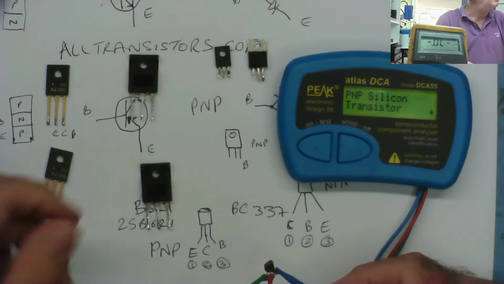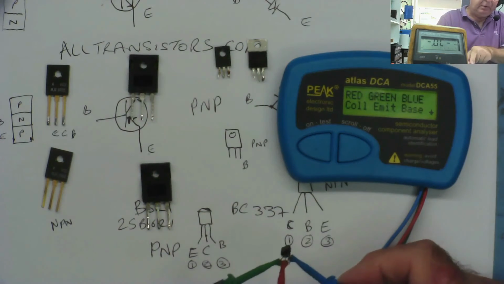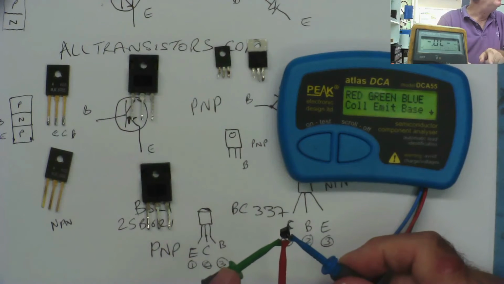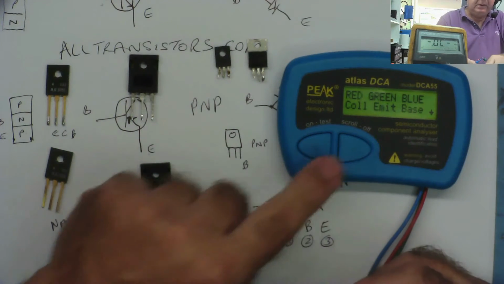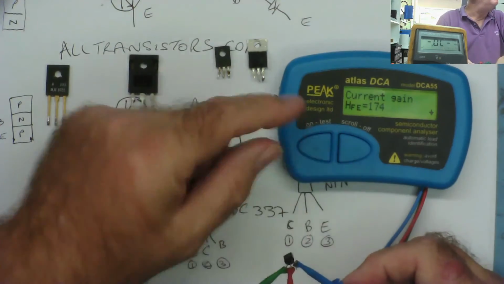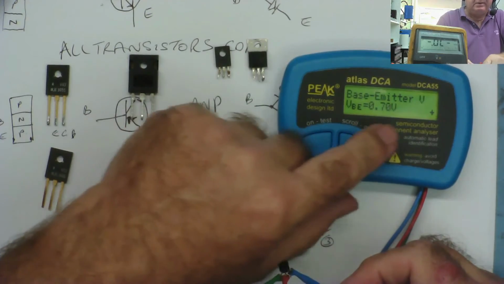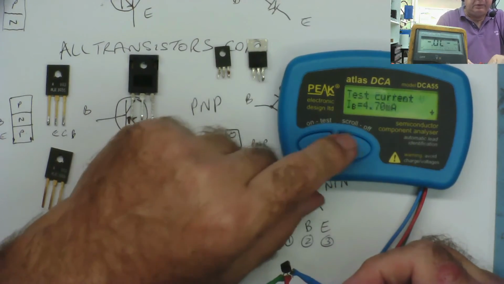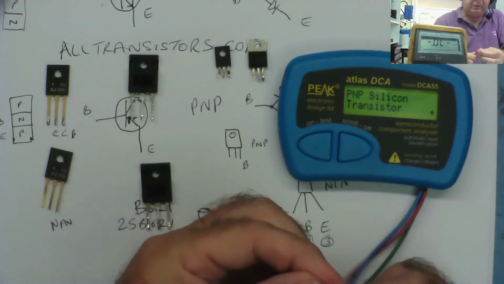PNP transistor, we knew that. Collector, emitter, base. Blue is the base, green is the emitter, red is the collector, so it matches. This one has a gain of 174. Yeah, it read on the meter a bit less than the other one. About that. Test current again, slightly lower forward voltage bias drop. No leakage. So that's a good transistor.